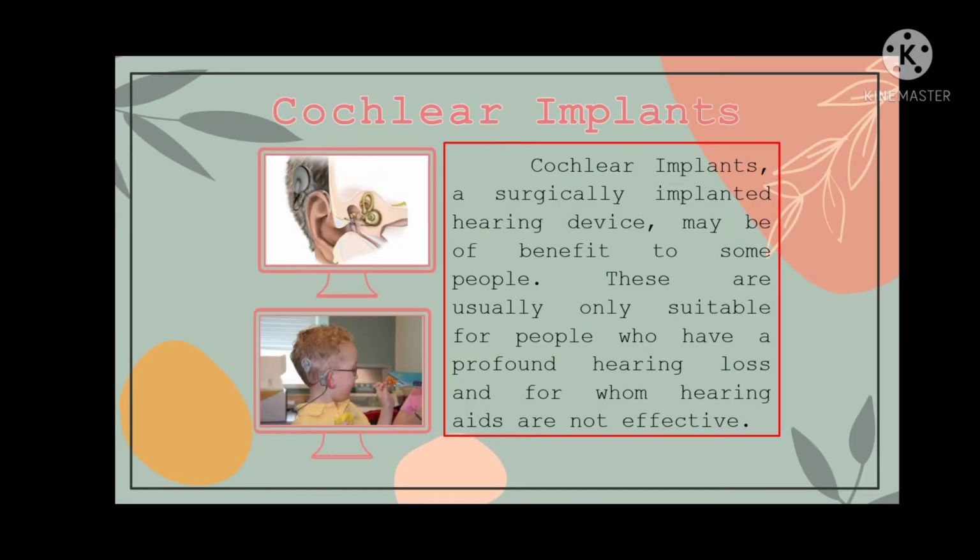The next type is cochlear implants. Cochlear implants, a surgically implanted hearing device, may be of benefit to some people. These are usually only suitable for people who have a profound hearing loss and for whom hearing aids are not effective. And the picture shows an example of cochlear implants.